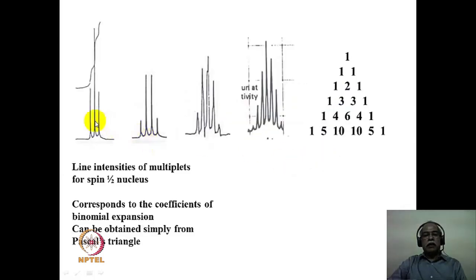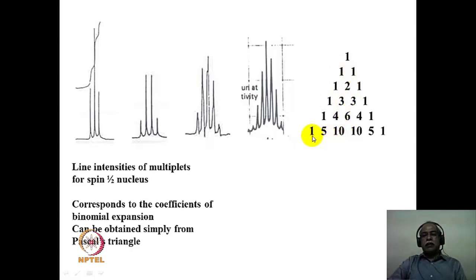And these are the actual multiplets seen in the actual spectrum. For example, triplet, quartet, quintet, and septet are the multiplets that are shown here. And this is Pascal's triangle, which can be easily constructed by adding two adjacent numbers to bring out the central number below them, for example.